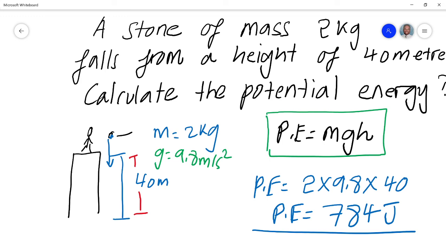I just wanted to give you a basic understanding of what potential energy is using an example. So to wrap it up, potential energy is energy that's stored, and the formula is mass times acceleration due to gravity times your height, and your final answer will be in joules.